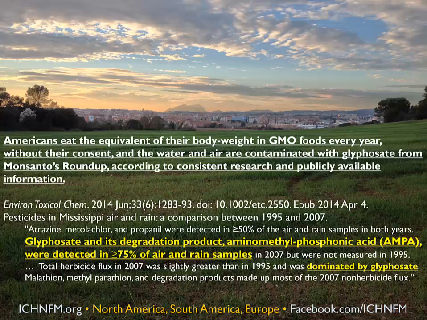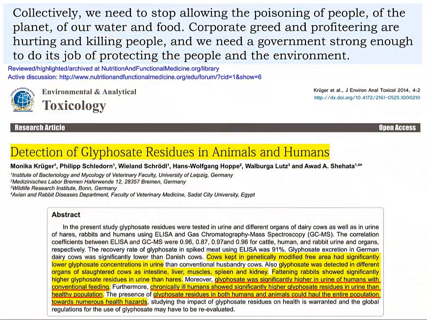I think glyphosate is showing some very legitimate toxicity in the research that's being published. You can see here that according to this study just published in June of 2014, in America, I believe this was Mississippi, yes, pesticides in Mississippi air and rain, glyphosate and its degradation product were detected in more than 75% of air and rain samples. Well, I think that's very significant, especially when you look at research showing that glyphosate has some potentially adverse health associations or adverse health effects.